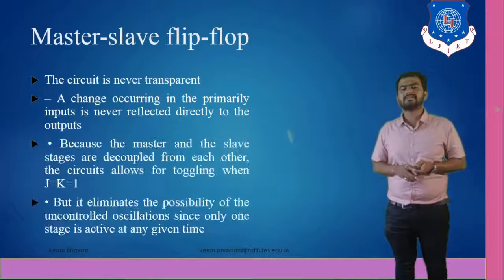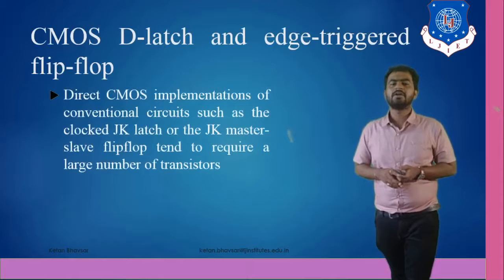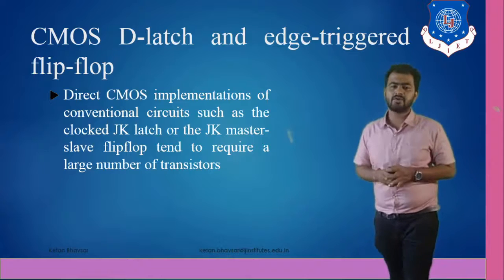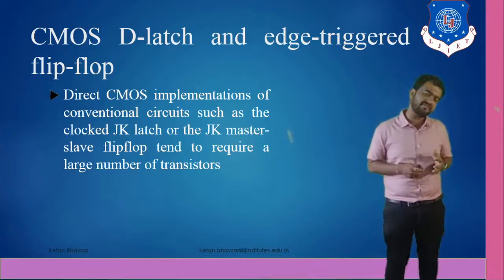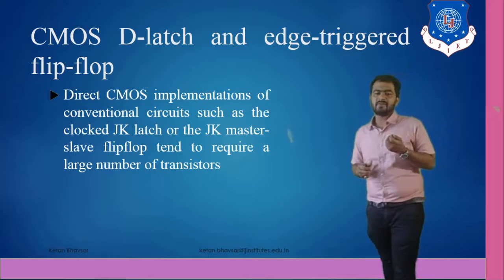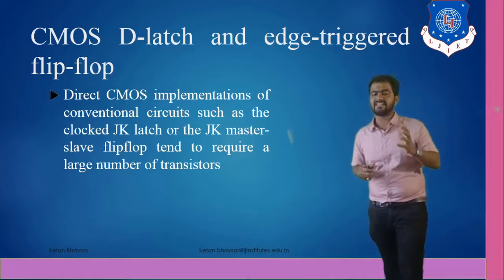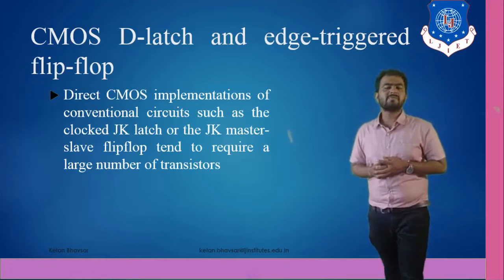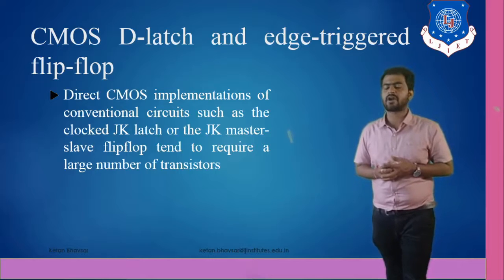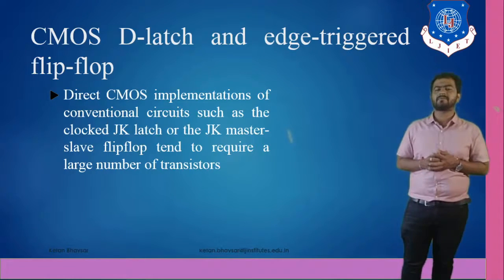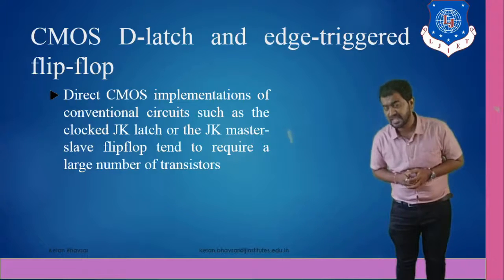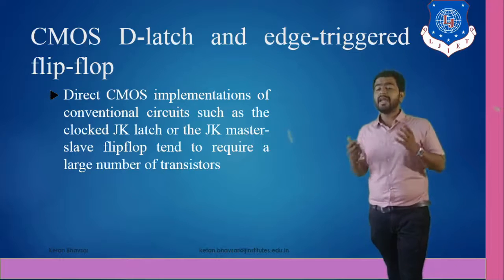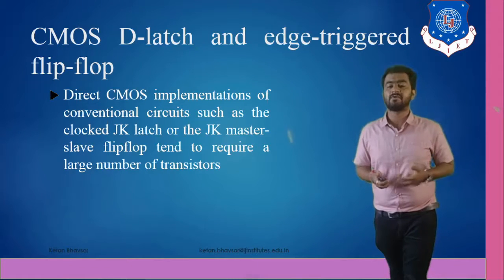Okay, so now we move to the next, and next we're talking about CMOS-based delays in terms of the edge-triggering flip-flop. As you already know, we work on the delays and we work on the D flip-flop. D flip-flop has only one input terminal that is used for designing the memory element too. Now we work on the D-latch. Direct CMOS implementation of conventional circuits such as a clocked JK latch or the JK master-slave flip-flop tends to require a large number of transistors. Because if you're talking about J and K, then ultimately we have to work on 8 CMOS configuration, 4 PMOSes and 4 NMOSes.